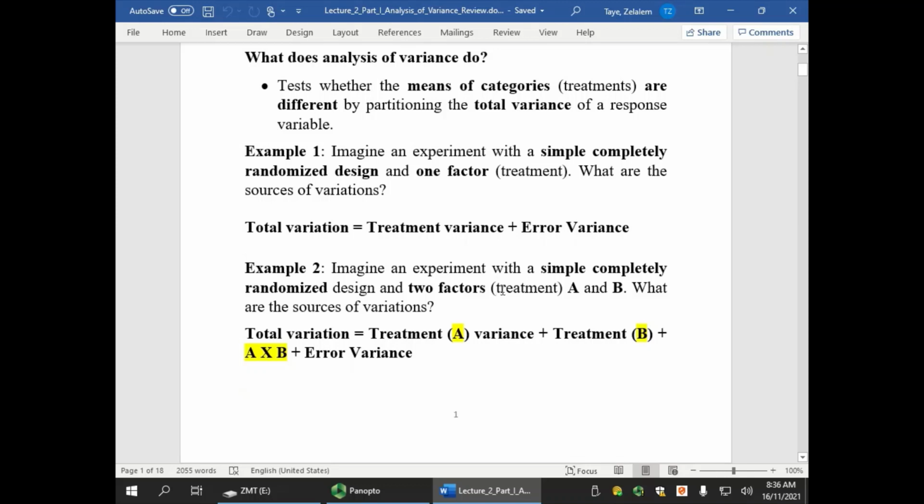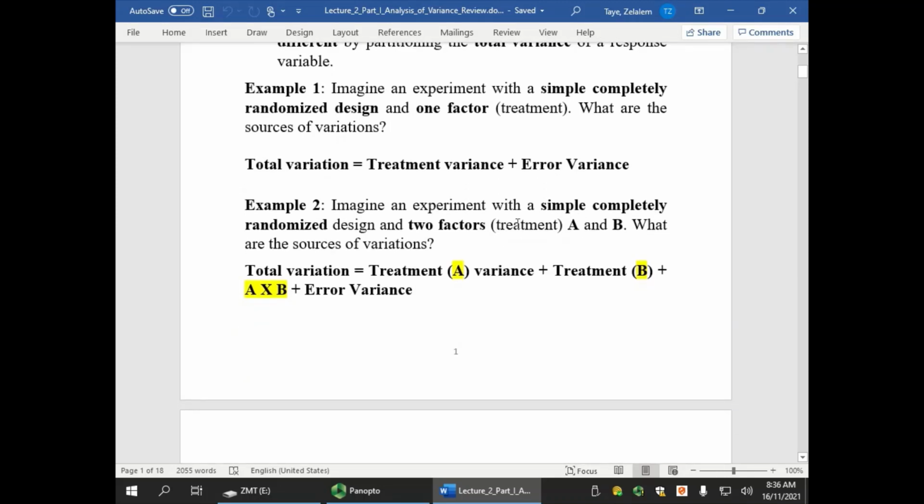Let's see another example. Imagine an experiment with a simple, completely randomized design. It's still the same, but you have two factors, factor A and factor B. In this case, what will be the sources of variation? You are following me, right? What will be the total source of variation? The effect due to your first treatment, which is A, and the effect due to treatment B. And there could be interaction between the two, so there is also a source of variation reflected in your data that comes from the interaction between the two treatments. And always we have an experimental error.